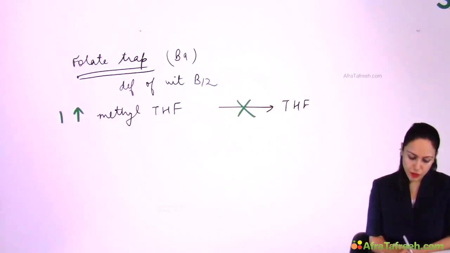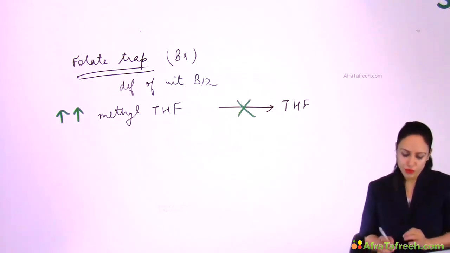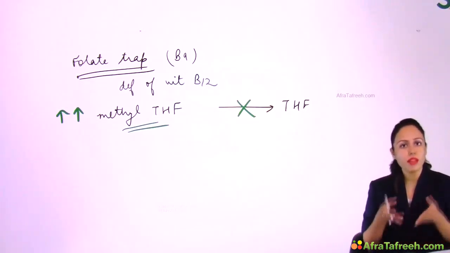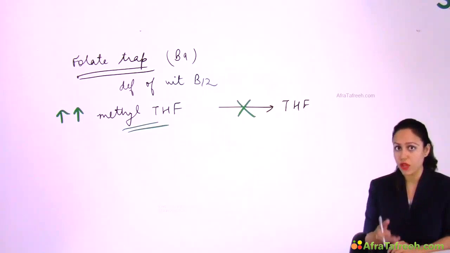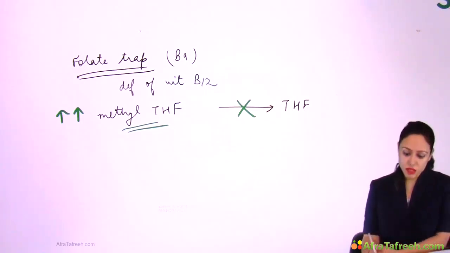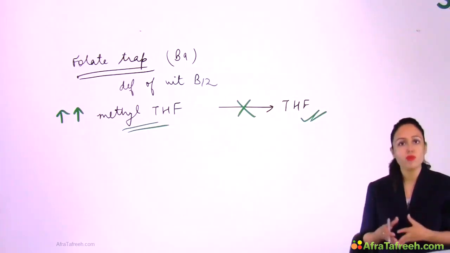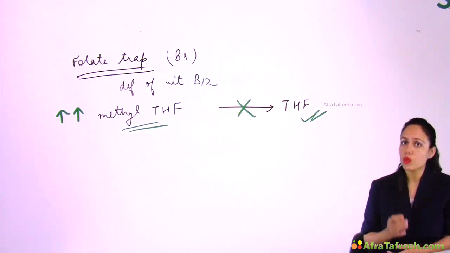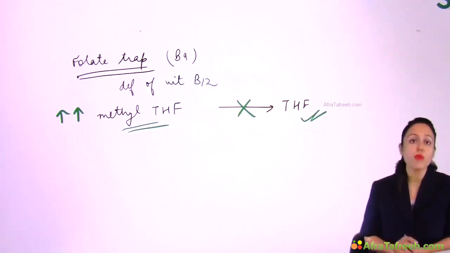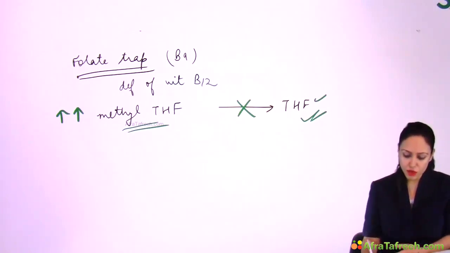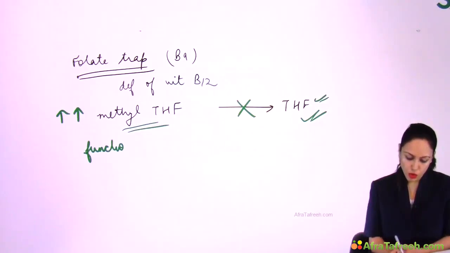So methyl tetrahydrofolate accumulates. Let me tell you, this methyl tetrahydrofolate has only and only one role in the body, and that is this reaction, only this reaction which we are discussing. But this tetrahydrofolate has so many functions in the body, and now this tetrahydrofolate is not available. So although there is too much folate in the body in the form of methyl tetrahydrofolate, this folate is unable to do the function, because the functional form is tetrahydrofolate, which is not available. Therefore this is also called functional deficiency of folate.